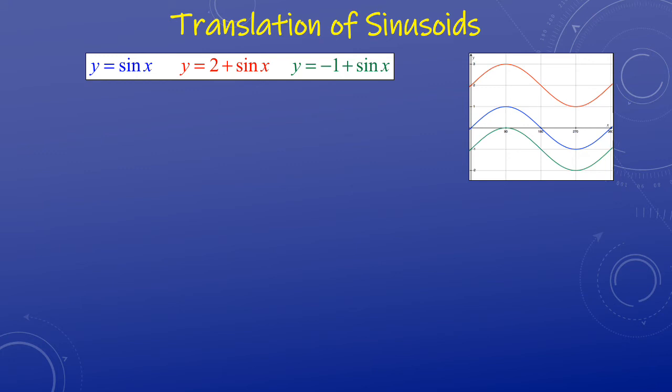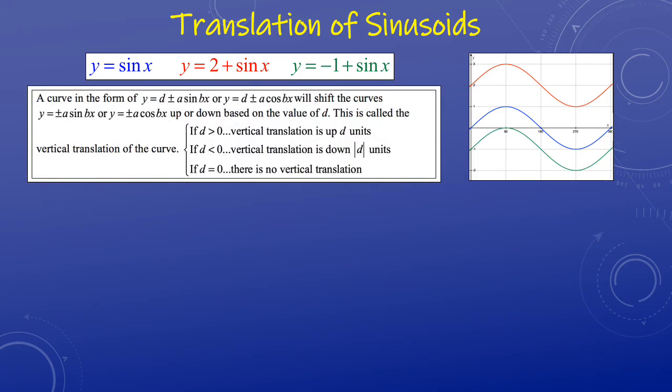Again, we will call these vertical translations. So any curve in the form of y is equal to d plus or minus a sine bx, or y is equal to d plus or minus a cosine of bx, will shift our curves up or down based upon the value of d. This is called the vertical translation of the curve.